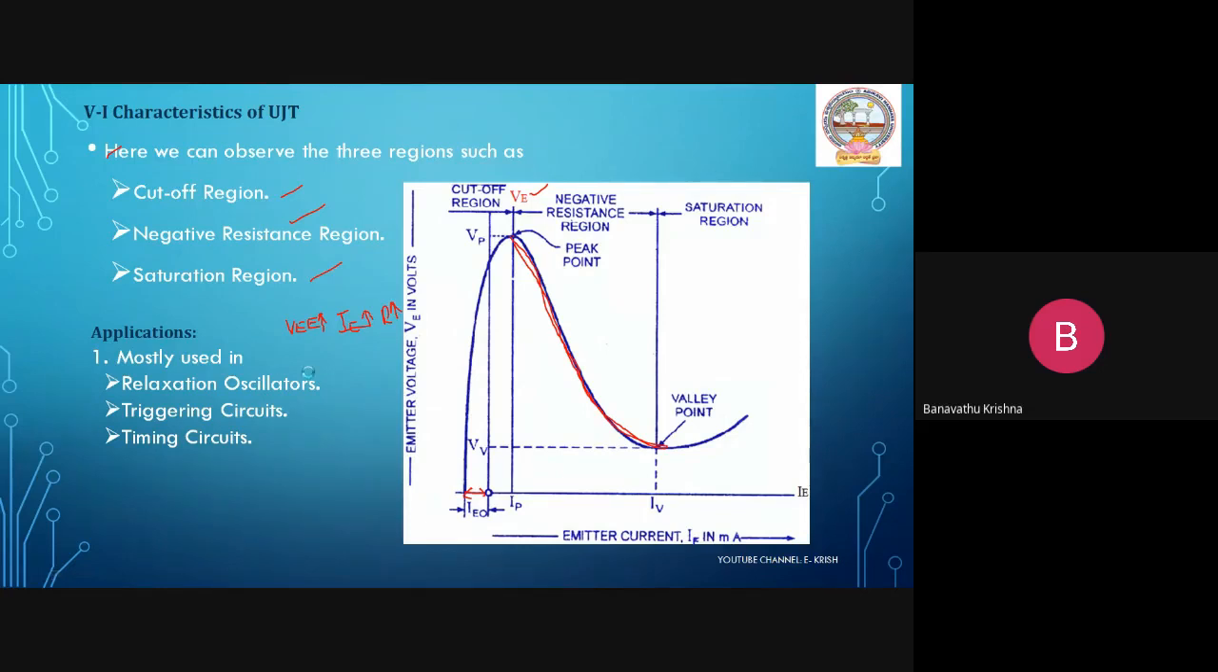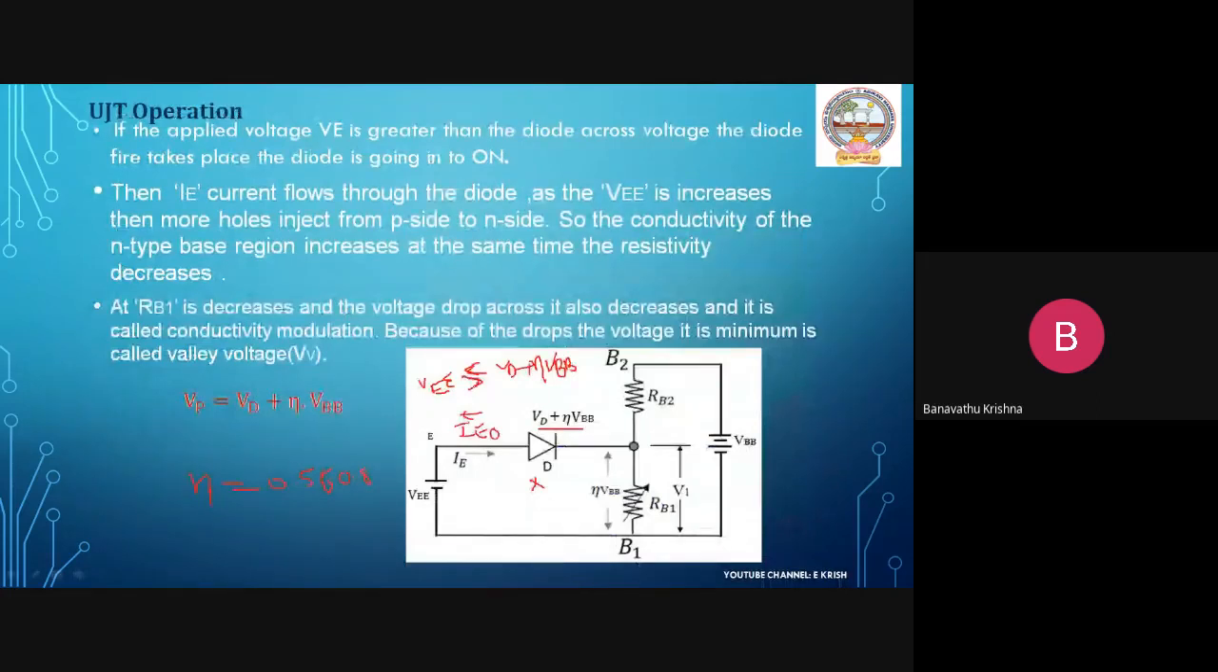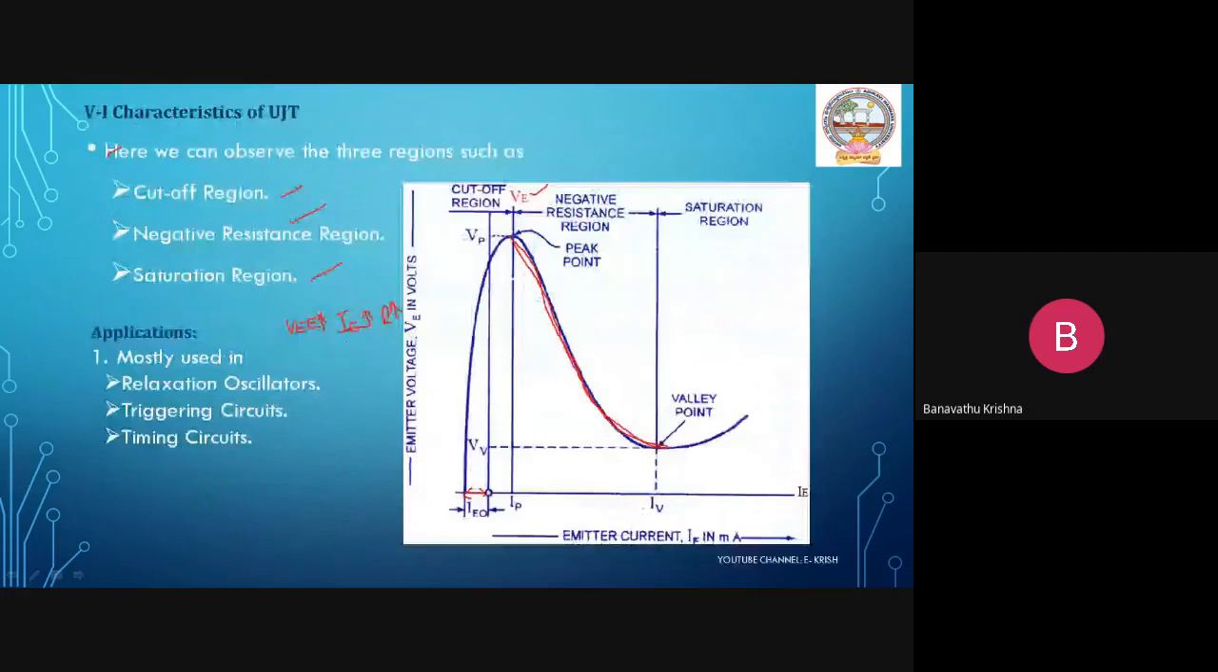But in this case, VE is greater than the cathode voltage, so the diode is in forward bias condition. The maximum number of charge carriers are injected into this n-type region. Then the conductivity of the n-type region increases, meaning the resistivity of the n-type region decreases. Further increasing this VE voltage between emitter and base 1, the current also increases, but the resistance decreases. Generally, by increasing the voltage the current increases, but here the resistance drops. So it is a negative resistance region.